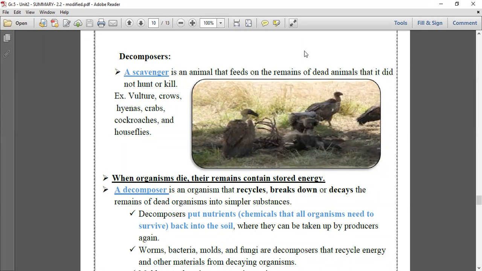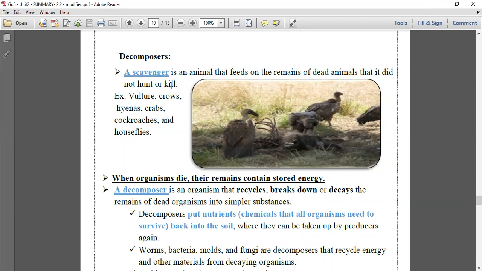Then we have scavengers. What is a scavenger? Okay, imagine that there is a lion that already hunted a deer, and the lion ate some parts of the deer and left other parts. Then other animals come and eat these remains of the deer. They didn't hunt the deer, they didn't kill the deer, they only came to eat its remains. These are called the scavengers.